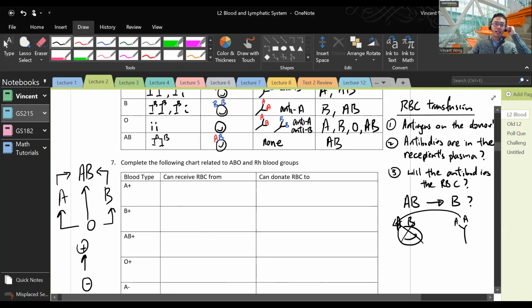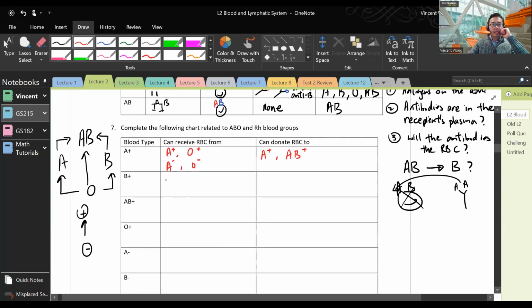If you're A positive, let's focus on the ABO blood group first. If you're A, you can receive from other A's, and you can also receive from O. And if you're positive, you can receive from other positives as well as other negatives. So if you're A positive, these are all the blood types that you can receive blood from. Who can you donate to? If you're A positive, you can give it to other A's, you can give it to other ABs. But positive can only give to other positives.